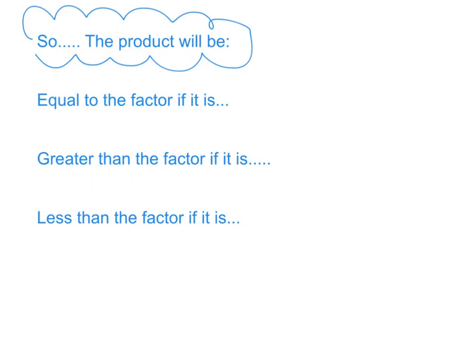What did we learn today? So the product will be equal to the factor if it is multiplied by what? 1. Yeah, if it is multiplied by 1. The product will be greater than both factors if it is multiplied by what? A number greater than 1. A product will be less than the factors if it is multiplied by a number that is less than 1. Okay?